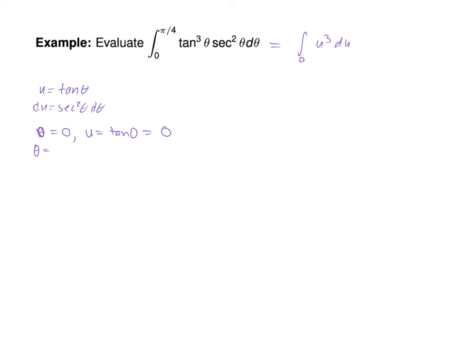I was talking about evaluating tangent. At the bounds, yeah, you have to also be able to plug those bounds in. So, like, if it was pi halves, there'd be trouble. Okay, so what if theta is pi quarters? What's tangent in that case? One. So 0 to 1. It's a really easy one, yeah. 1 quarter u to the 4th from 0 to 1. So your answer is 1 fourth.